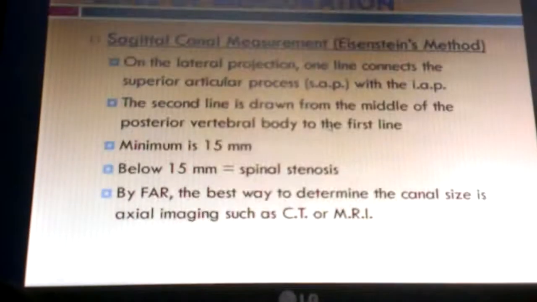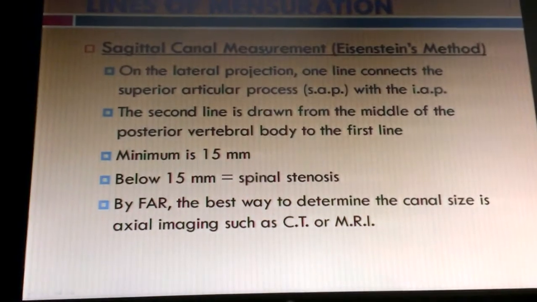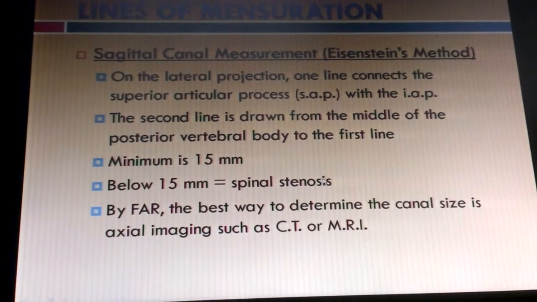So, a line along the posterior aspect of the vertebral body, you would go to the apex of the superior articular process and inferior articular process, draw a line, and this is the measure here. So if this were measuring below 15, then you've got trouble in River City. So that's the sagittal canal measure, and again, it's for spinal stenosis.